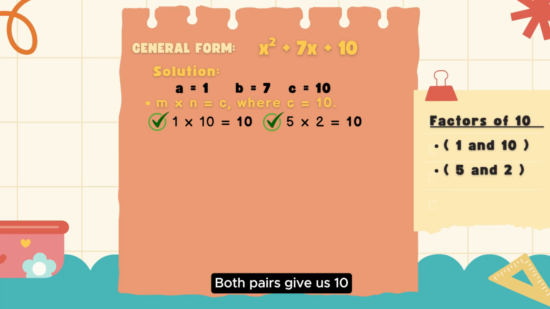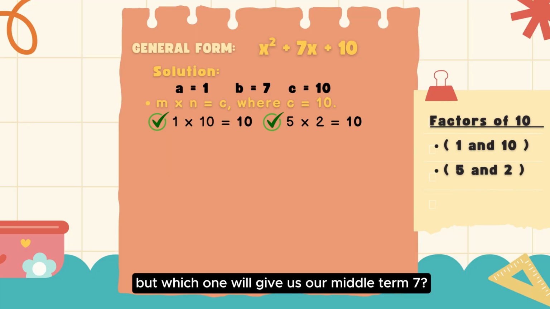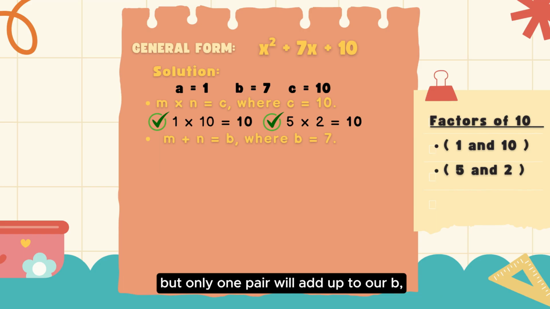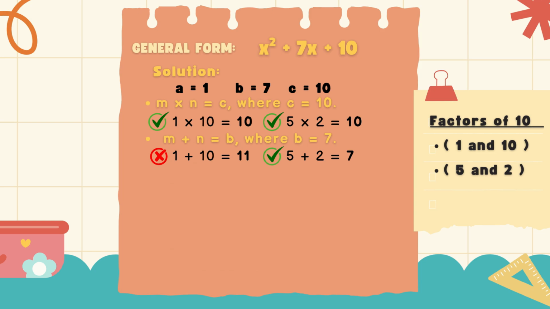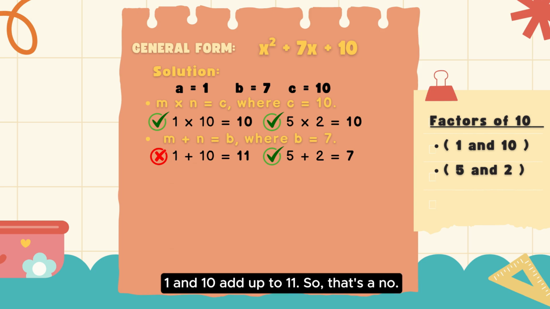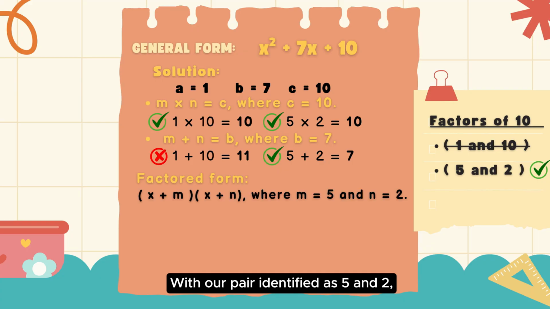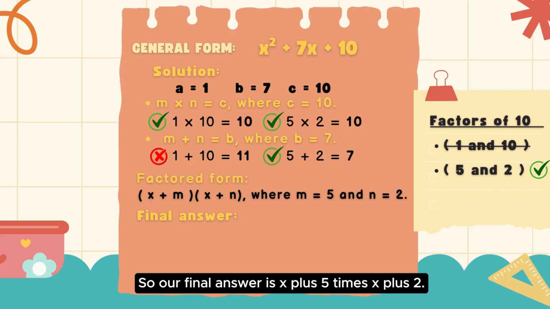Both pairs give us 10, but which one will give us our middle term, 7? Both satisfy the product rule, but only one pair will add up to our b, which is 7. Looking at the factors of 10, 1 and 10 add up to 11, so that's a no. However, 5 and 2 add up exactly to 7. This is our winning pair. With our pair identified as 5 and 2, let's plug them into our factored form. So our final answer is x plus 5 times x plus 2.